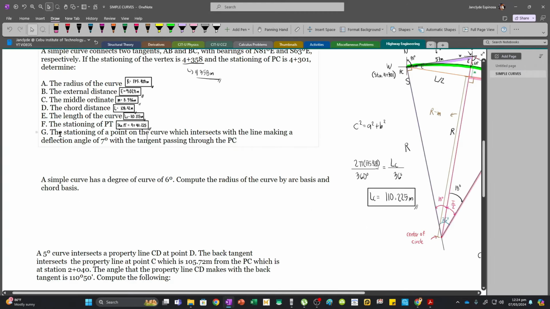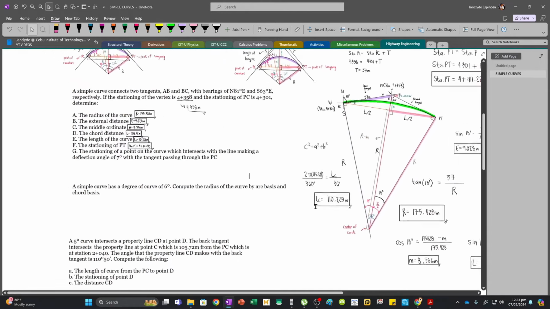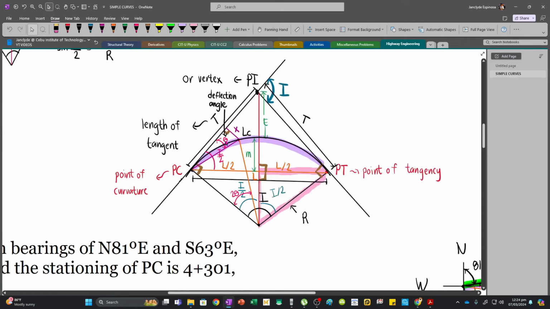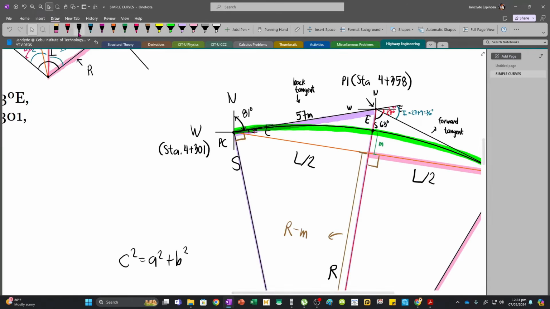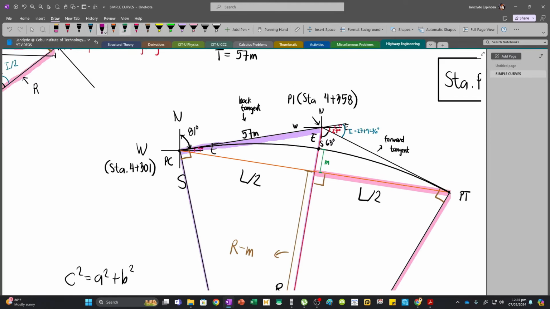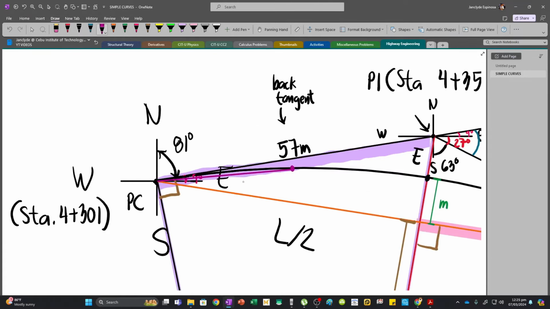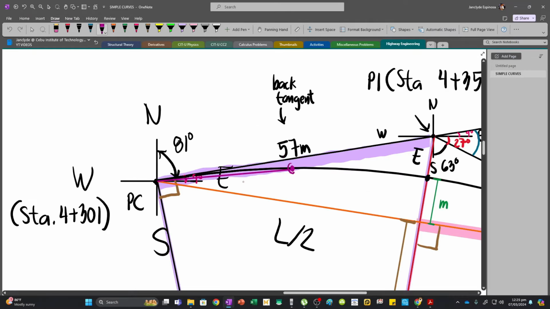Now for letter G, we have to compute the stationing of a point on the curve which intersects with the line, making a deflection angle of 7 degrees. Now recall that this is our deflection angle, and since it is mentioned that the deflection angle is 7 degrees, then we can actually draw this line. From PC, let's draw a line going to the curve, and then we'll have this one. And then let's establish the point, and draw a perpendicular line from the back tangent to this. So this is 90 degrees, and this is our deflection angle, which is 7 degrees.